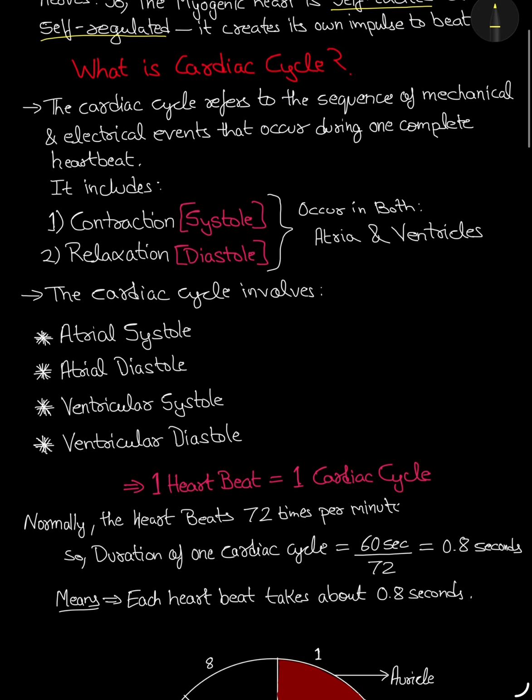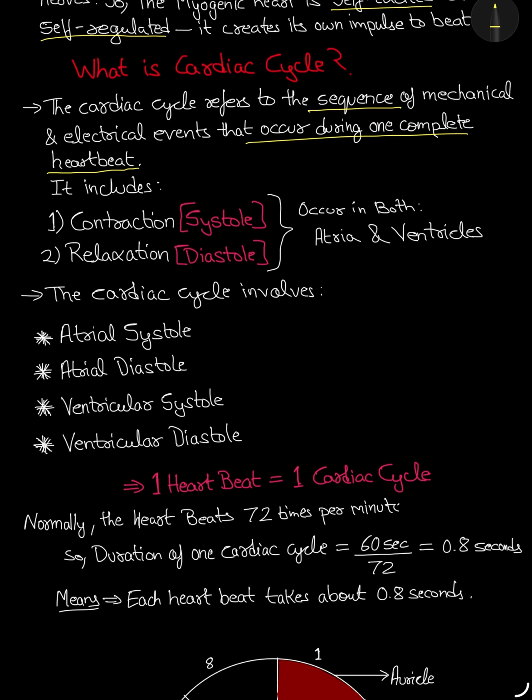So what is a cardiac cycle actually? The cardiac cycle refers to the sequence of mechanical and electrical events that occur during one complete heartbeat. It includes two things. First, a contraction, which is called systole, and second, relaxation, which is called diastole.